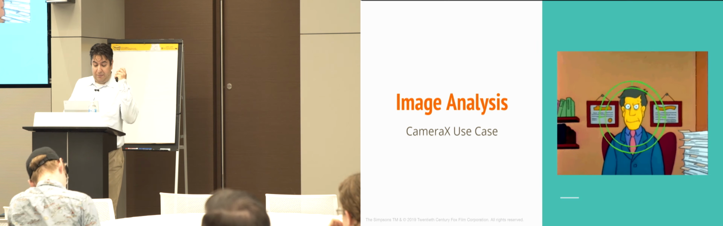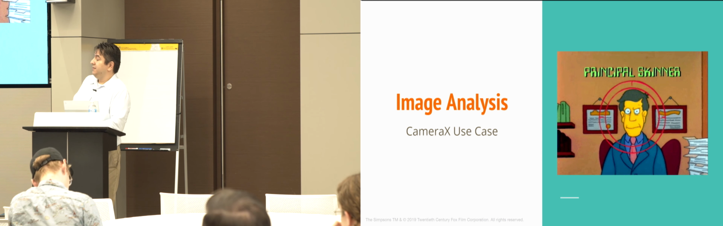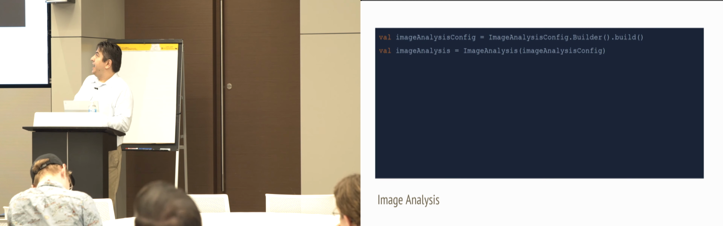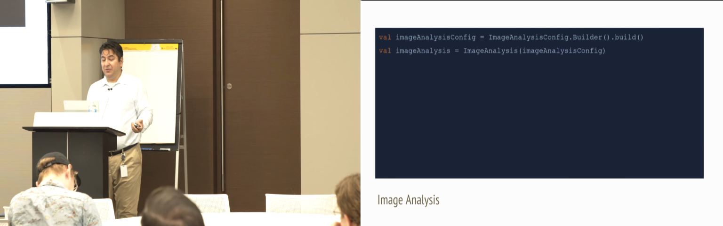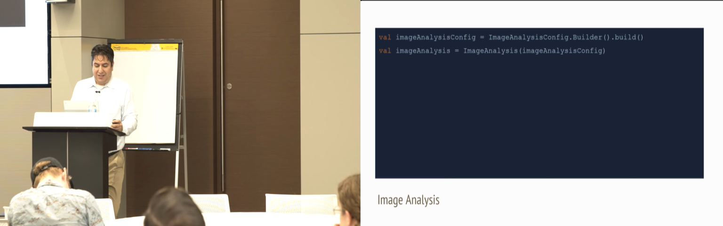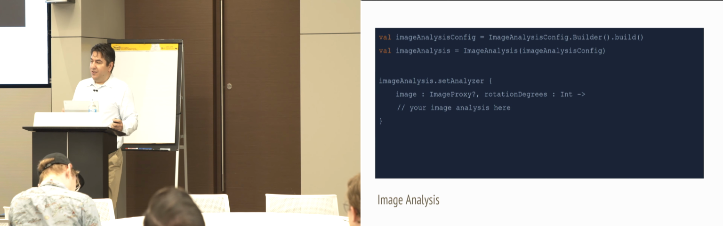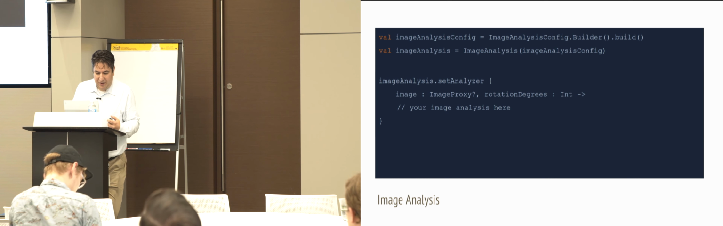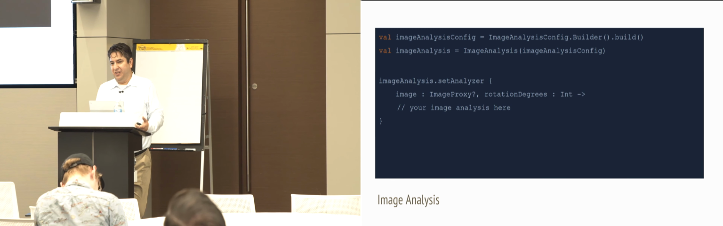The next use case, of course, being image analysis. And again, very similar, an image analysis builder, which you then send into a use case object. And then you set up a callback for the set analyzer function. In this case, you'll get the image plus the rotation in degrees.